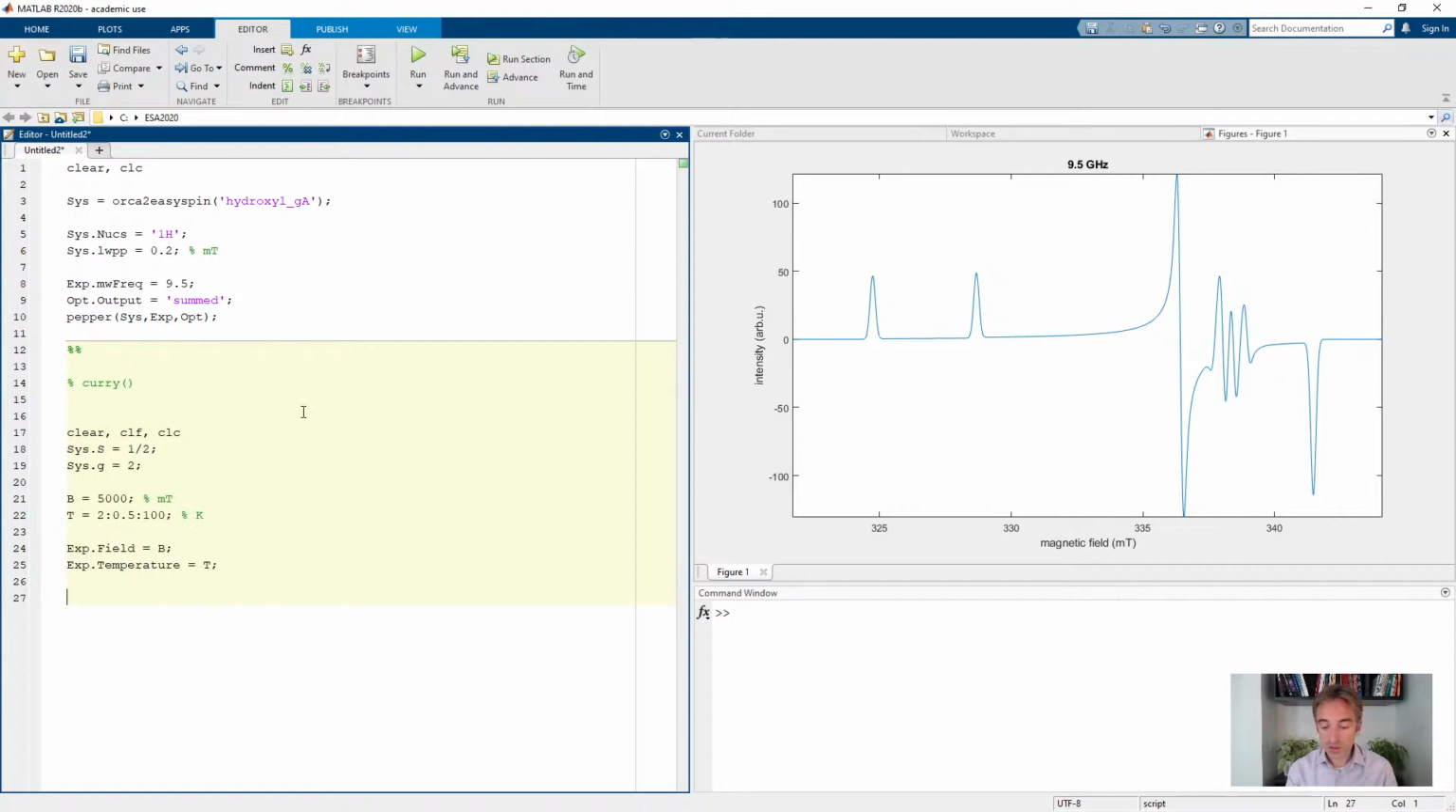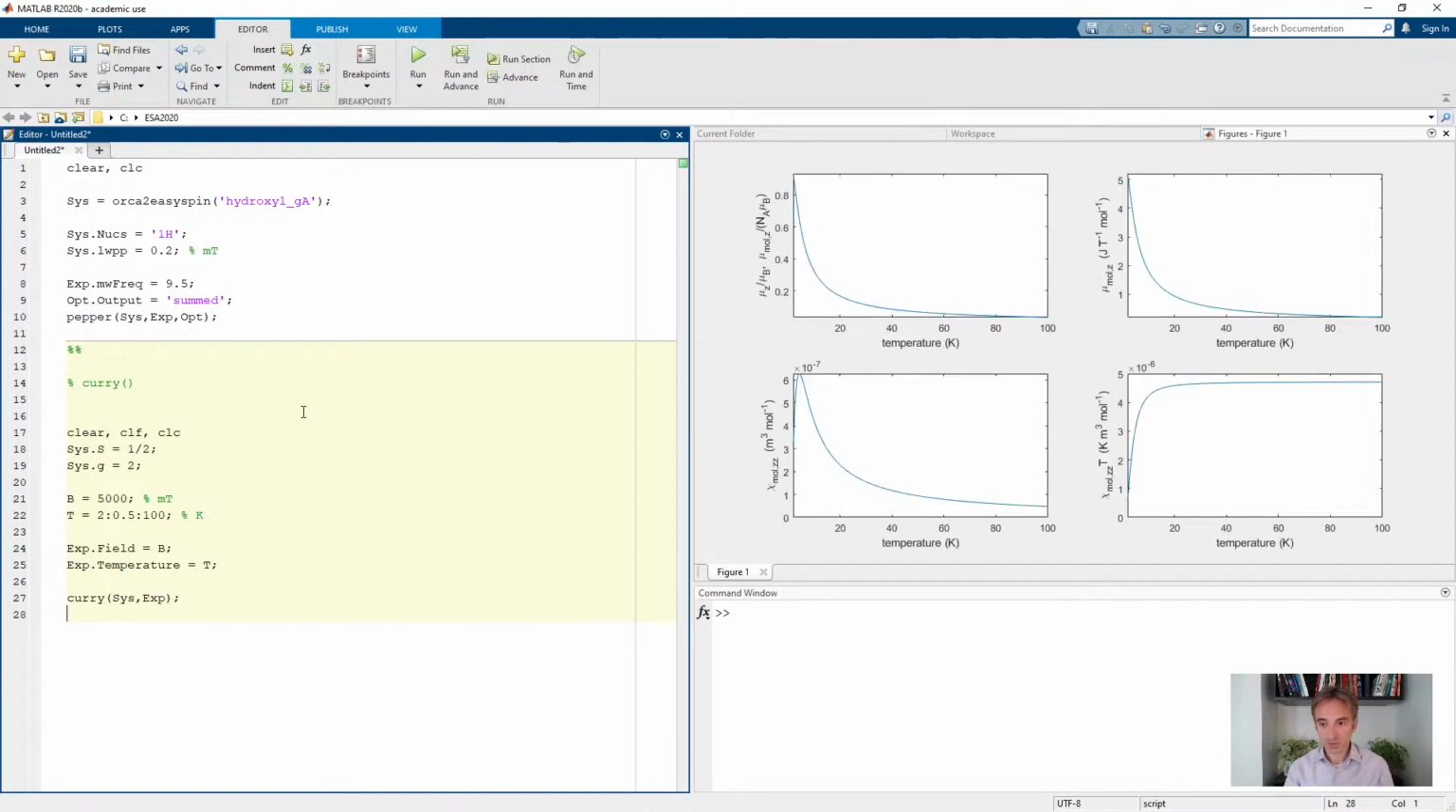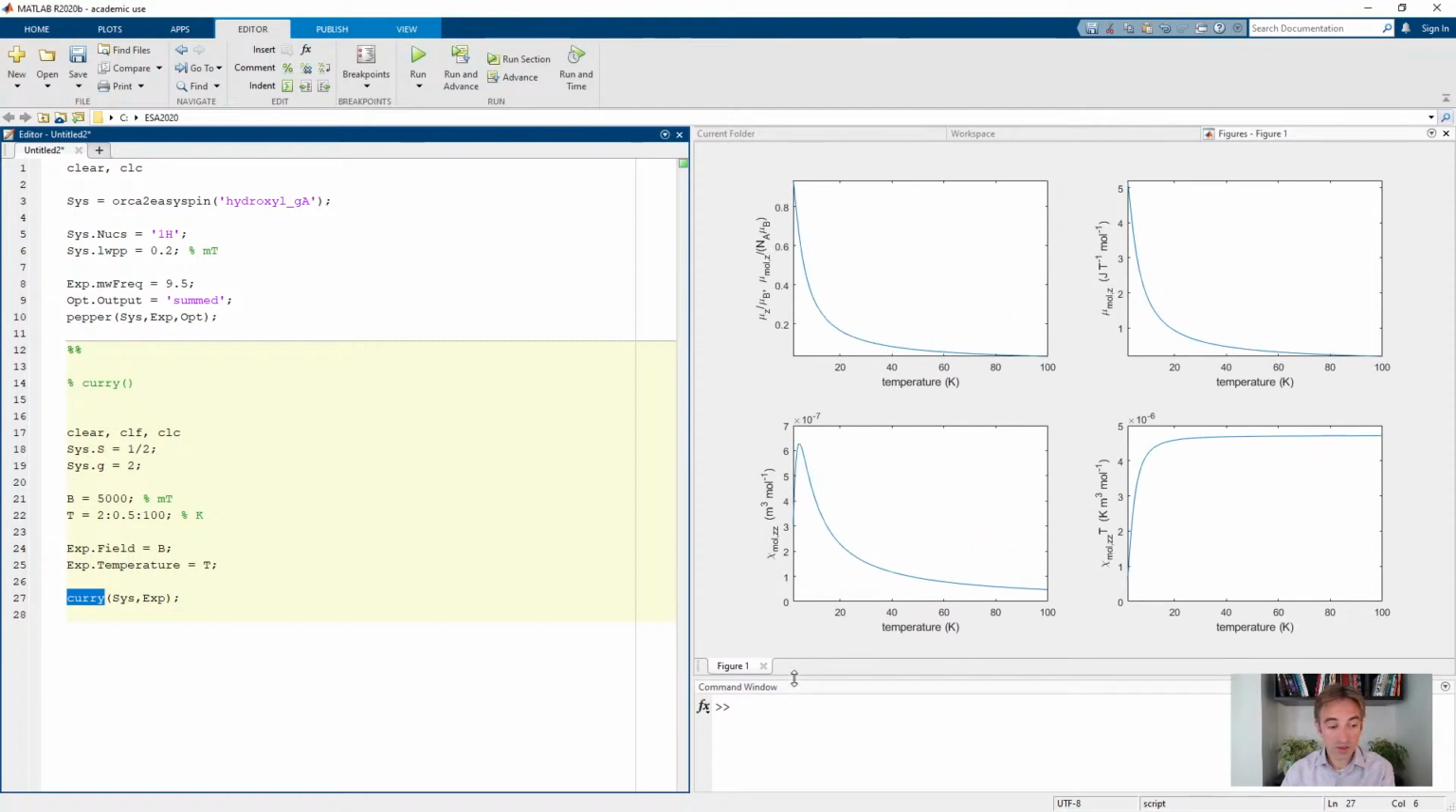So all you need to do is the same call type you do for all other EasySpin functions. You name the function, you put in your sample information and your experiment information. Press Control Enter. And there you go. We've had no outputs requested, so Curie just plots a variety of quantities. Since we gave a temperature list and only one magnetic field, it actually calculated a temperature dependence. Right? And you can see 4 quantities that are being plotted.